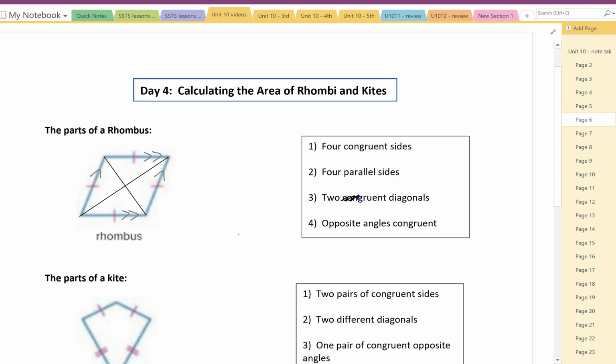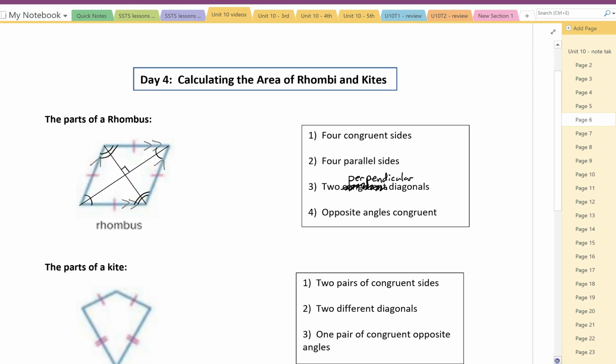They're not congruent. That's a typo. They are perpendicular though. In other words, these two meet at a right angle. Right? That's a rhombus. Opposite angles are congruent. Last thing, in other words, this angle is congruent to that angle, and this angle would be congruent to that angle. So that's a rhombus.